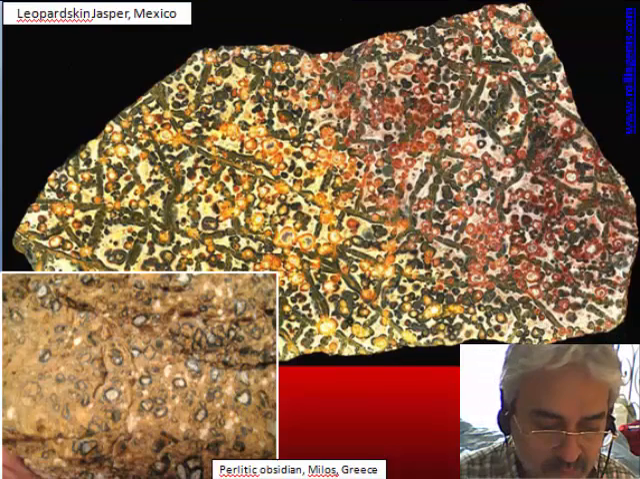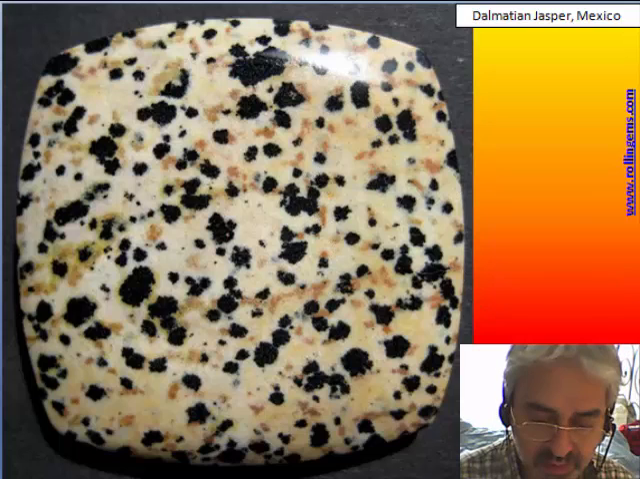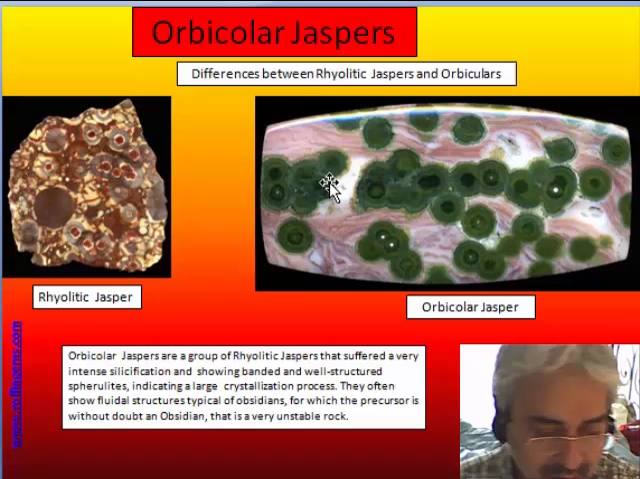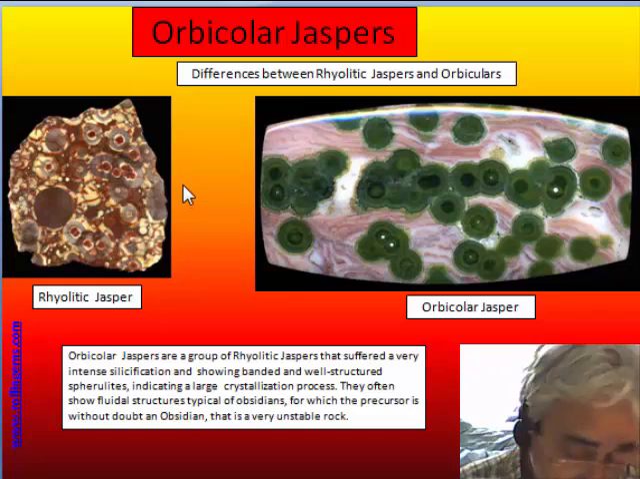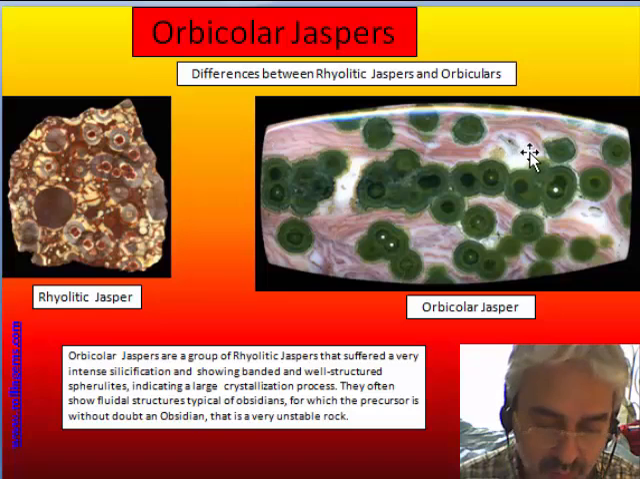Okay, this is another kind of dendritic structure, also inside a rhyolite, it's spotted the devitrification structure. So we saw before that orbicular jasper is a kind of rhyolitic jasper. What's the difference? The difference is really small. Mostly it is the degree of silicification and the structuration of spherulite and the presence of flow lines that is typical of obsidian.